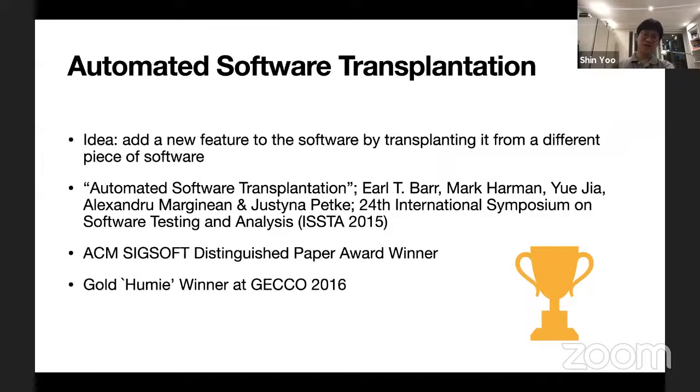Okay, and finally, there is also the case of automated software transplantation, which we can, again, frame as genetic improvement. The idea is you borrow a feature from an existing system into your own. This was the ACM Distinguished Paper Award winner at ISSTA 2015. It also won the Humie Award, the Human Competitiveness Award, given by ACM SIGEVO at GECCO 2016. So we have many success stories around the GI community.